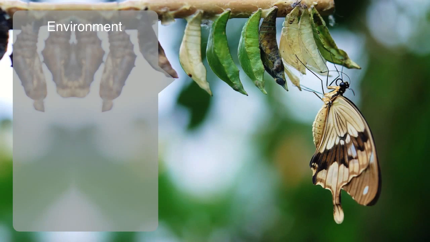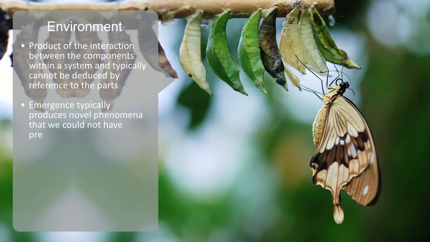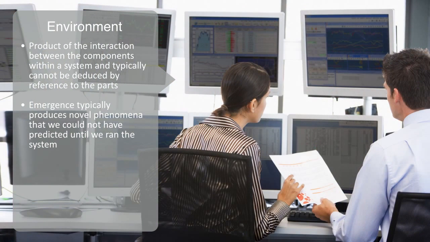Emergent properties are the product of the interaction between the components within a system and typically cannot be deduced by reference to the properties of the parts. Thus, emergence typically produces novel phenomena that we could not have predicted until we ran the system and all the parts have interacted. An example of this might be our concerns around technologies like genetic engineering or algorithmic trading. We can fully analyze and understand how an individual trading algorithm behaves or what effect altering the genes in a plant has on the plant in isolation.